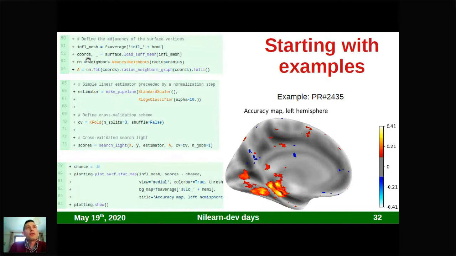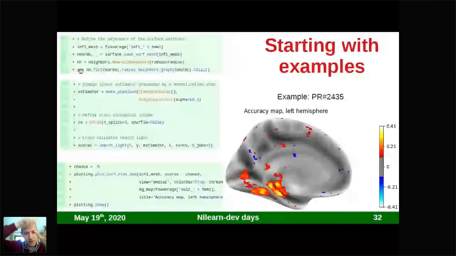And so actually, with just three lines of code, you can call this A structure. Maybe A is not a good name, but okay, let's keep that for the moment. A is just a representation of all the vertices' neighbors on this mesh. And then given a data set, a classifier and a cross-validation scheme, which are defined here, estimator and CV for cross-validation, you can give all that to the existing searchlight object. So X, Y, estimator, the A structure, the cross-validation object.